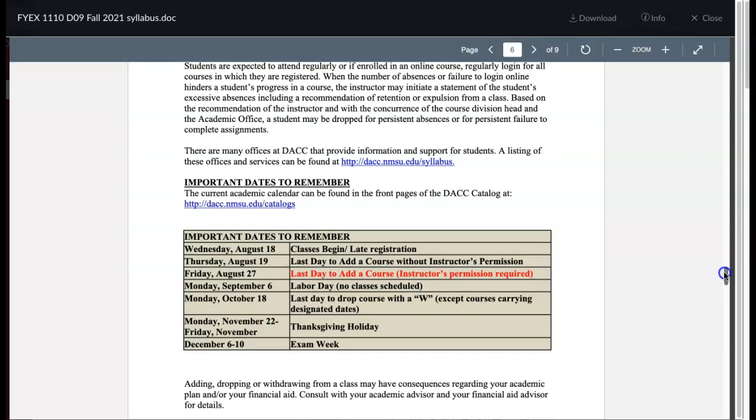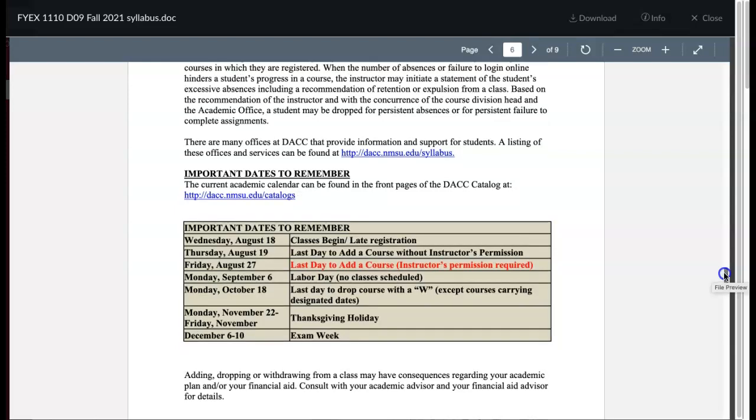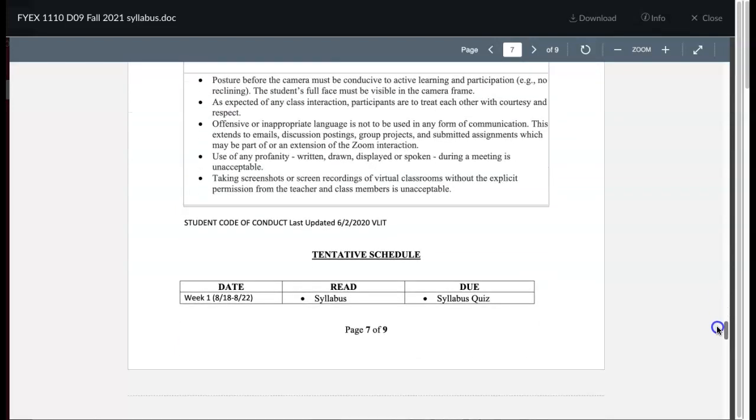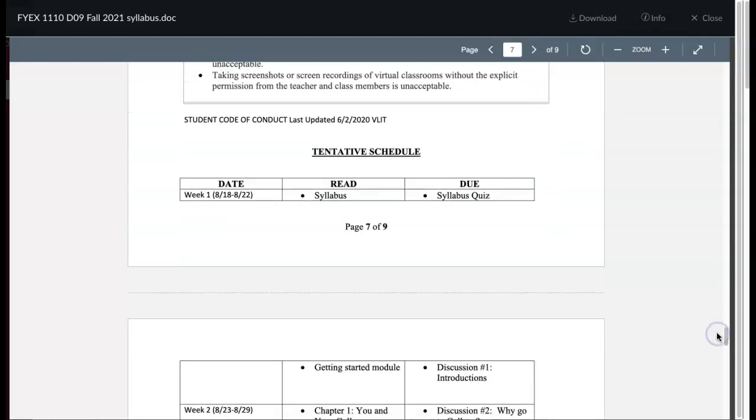So like I said, you can go ahead and look at the rest of the syllabus. You can go ahead and look at the important dates. I do have some information about Zoom. When it comes to the tentative schedule, I divided it up into 3 columns. So we have the date, the reading material, and then we have the assignments that are due.